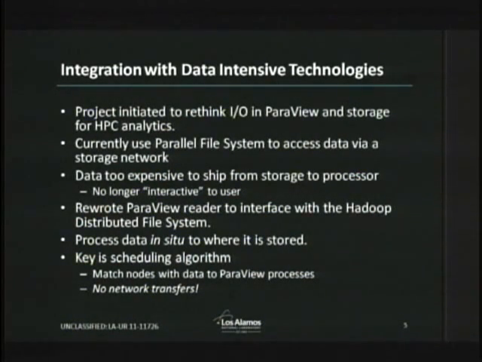And so what we've done is we've said, okay, well, let's take the ParaView I/O system, let's rewrite it so that it uses the Hadoop distributed file system instead of a parallel file system. And we're going to go ahead and process the data in situ to where the data lies. Now, the trick to this is ParaView is not a MapReduce application. It's an MPI program. So what we had to do is devise a scheduling algorithm that would place these MPI processes on the data nodes that actually were storing the chunks we needed to access. And ultimately, we want the goal of no network transfers.